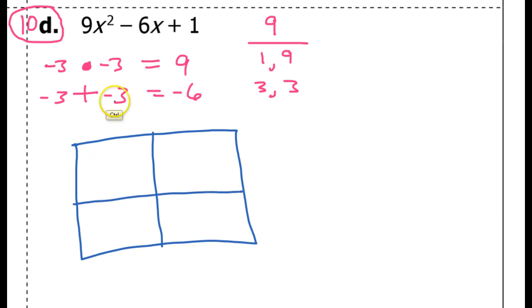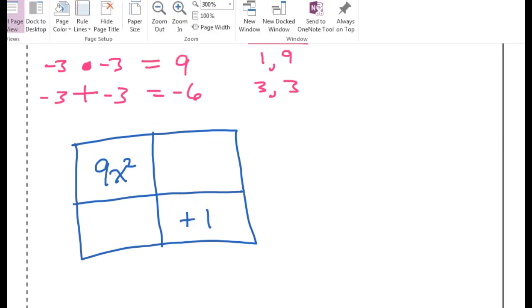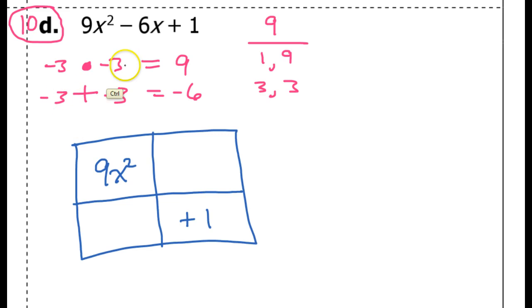Okay, in the first square goes the first term, so 9x squared. In the last square, we put the last term. In the other two squares, we take the middle term and we split it up using the two numbers that we just found. So we're going to have negative 3x and negative 3x in the other two squares.